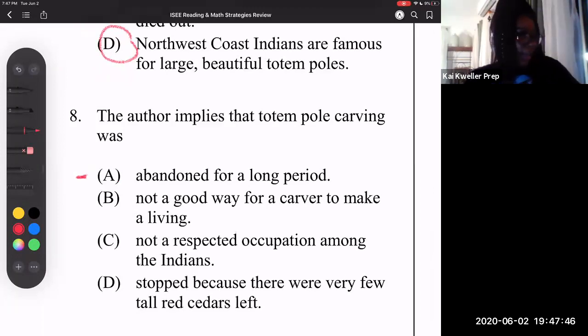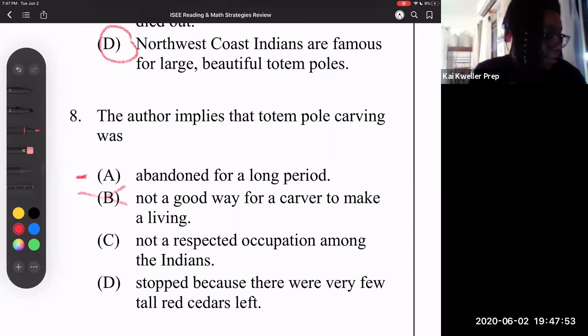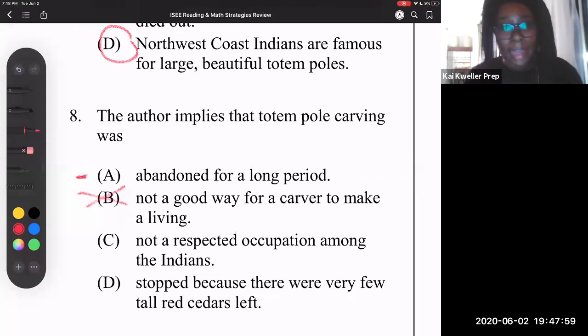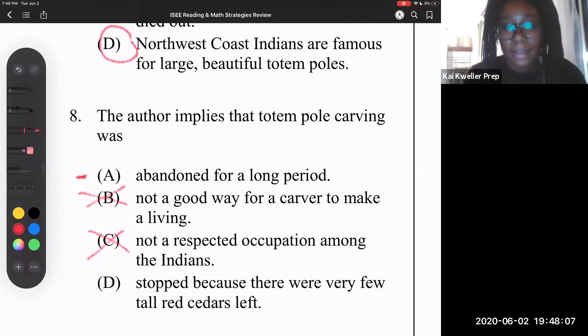It was not a good way for a carver to make a living. Well, they talked in no way about how carvers made a living, so that can't be right. And it's not right. It is not a respected occupation. They didn't mention it at all. So if they didn't mention it in the text, it's definitely not true. They stopped because they're very, no, I'm not even going to read that, because guess what? They don't mention it in the passage.